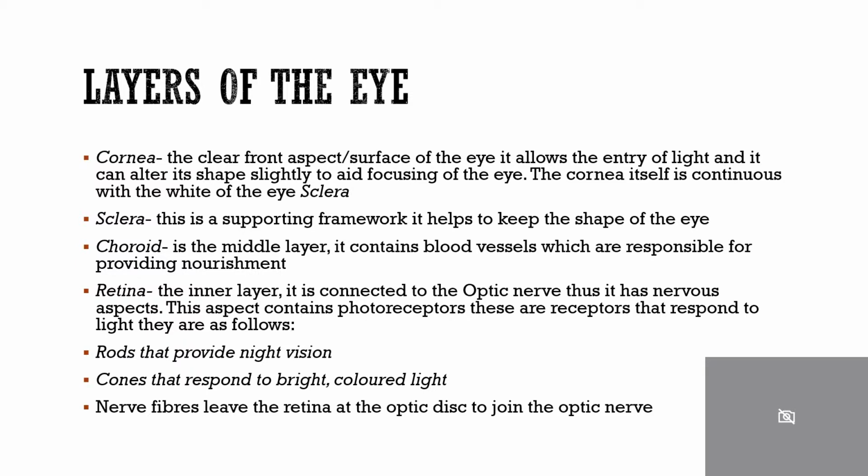The choroid is the middle layer. It contains blood vessels, which are responsible for providing nourishment to the eye. The retina, which is the inner layer, is connected to the optic nerve, thus it has nervous aspects. This aspect contains photoreceptors, and these receptors respond to light. They are as follows: the rods that provide night vision, and cones that respond to bright coloured light. Nerve fibres leave the retina at the optic disc to join the optic nerve.